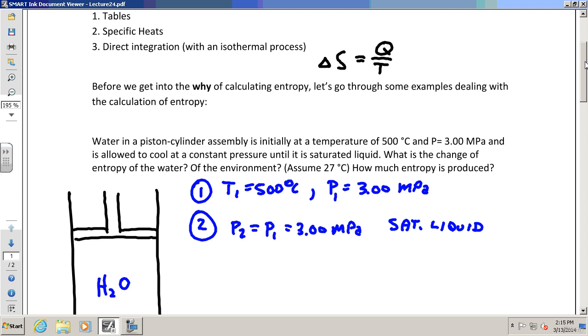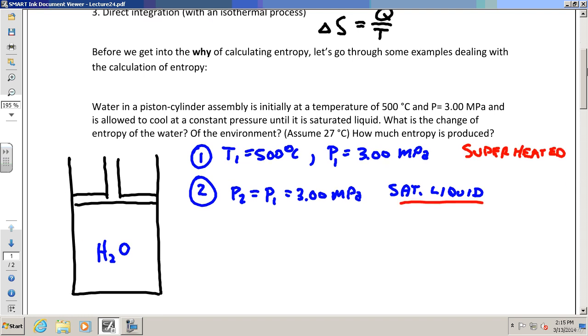Now look at this piston cylinder assembly. It's initially at a temperature of 500 degrees Celsius and 3 megapascals. Anyone take a guess at what the state of that is? Is it compressed liquid or what is it? Superheated. Yes, anything at 500 degrees Celsius is pretty much going to be superheated. So it goes from superheated, which we'll look up in the tables in a moment, to saturated liquid.